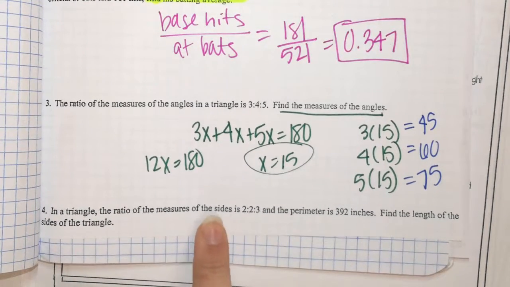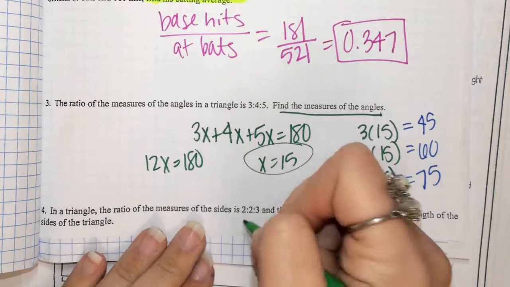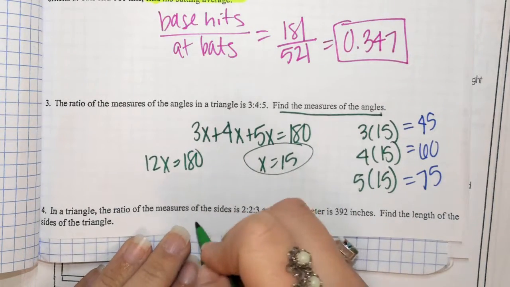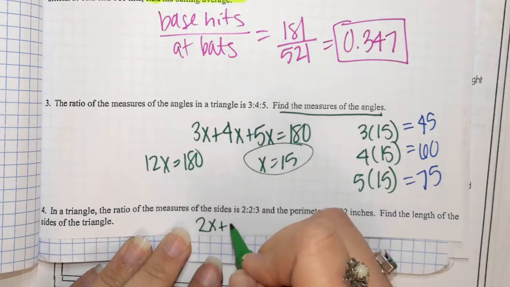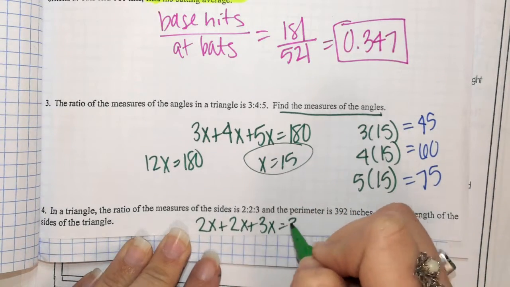Alright, now, this is the sides. Are we going to set it equal to 180 or what the perimeter is? What the perimeter is. What does perimeter mean? The whole thing. Okay, so what's my first side? 2x, and we're going to add 2x, and then we're going to add 3x. And we're going to set it equal to?